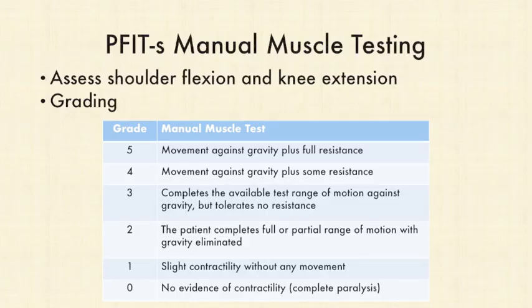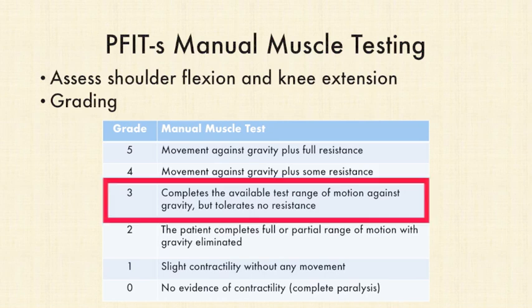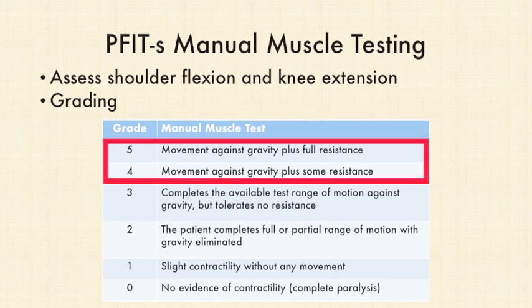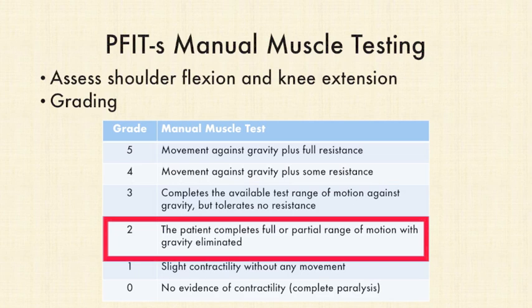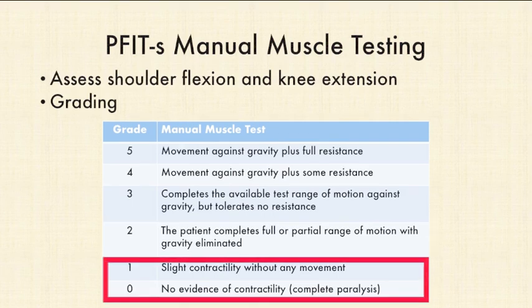The strength components of the PFIT are scored on a grading system from 0 to 5. Always begin testing at the grade 3 level. At this level, the patient should be able to complete the available test range of motion against gravity, but tolerate no additional resistance. To test for grades 4 and 5, we use the same testing position, but add resistance onto the movement. At the grade 2 level, the patient should be able to complete the full or partial range of motion with gravity eliminated. Grades 1 and 0 both have no movement, but in grade 1, there is evidence of a contraction.